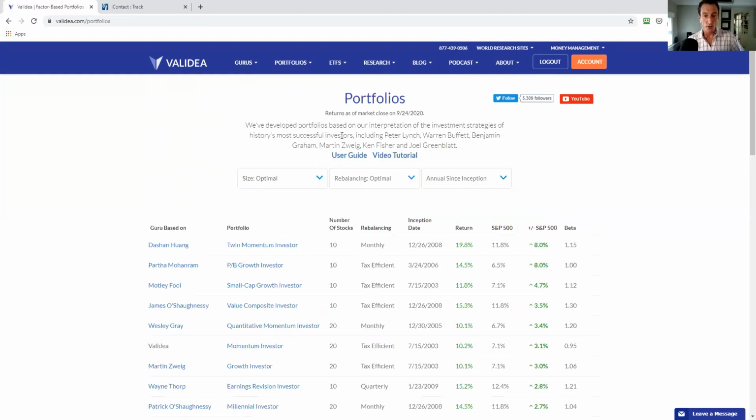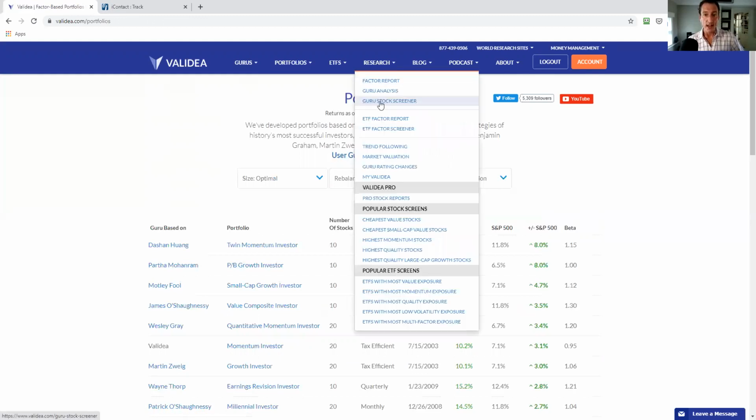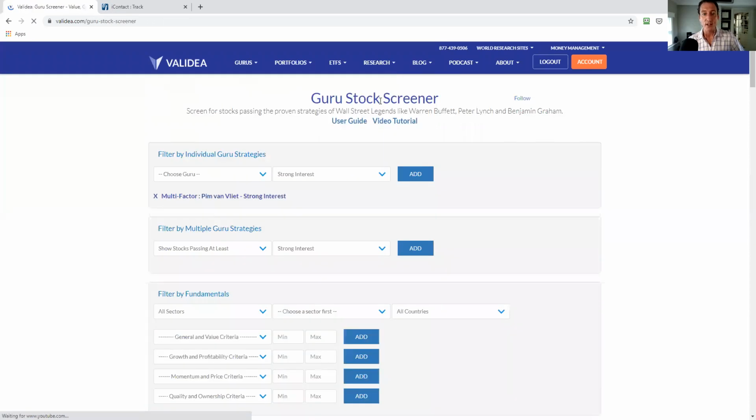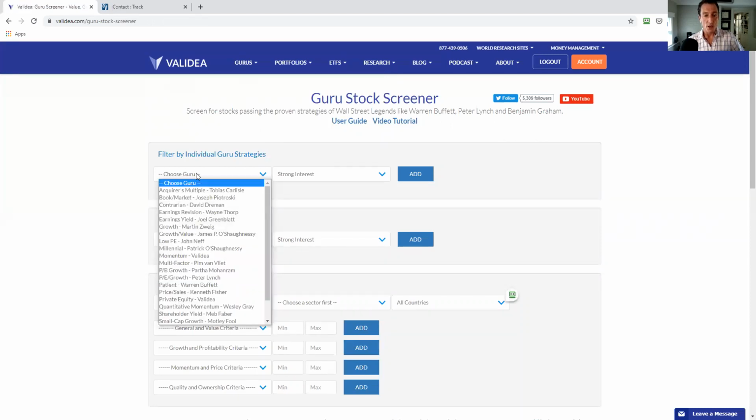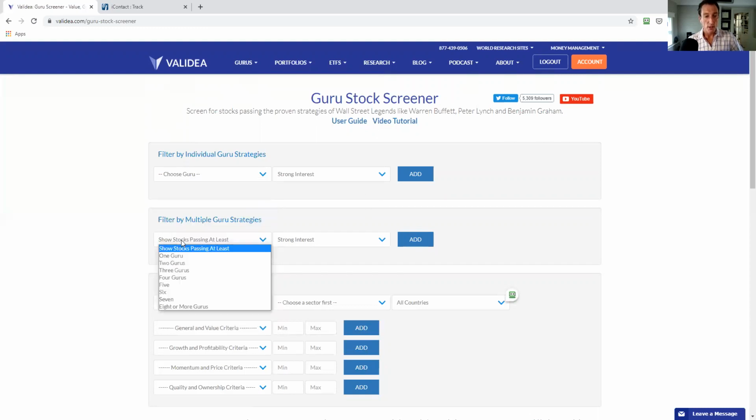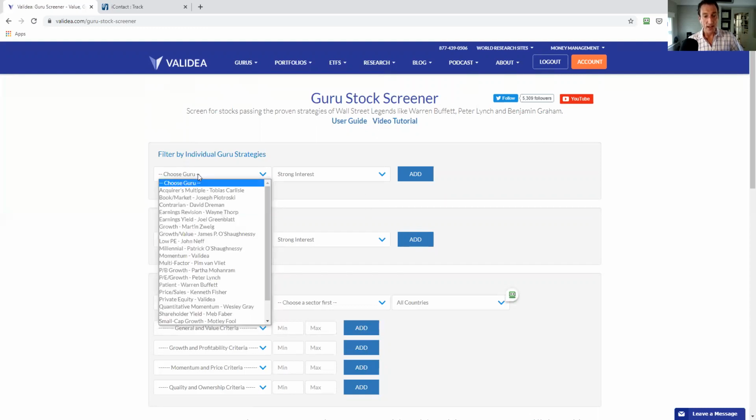So that's the model portfolios. What I wanted to now show you was another way that you can generate investment ideas using the system, but not in the context of a model portfolio necessarily, but in terms of a stock screen. So here, this is called the Guru Stock Screener, and it allows us to choose any of the Guru strategies we run and filter stocks that pass that criteria.